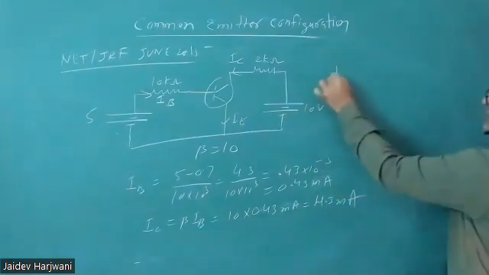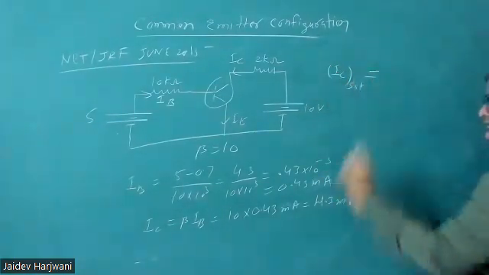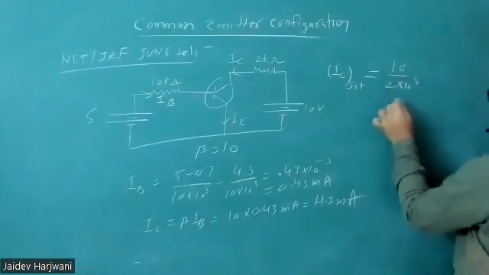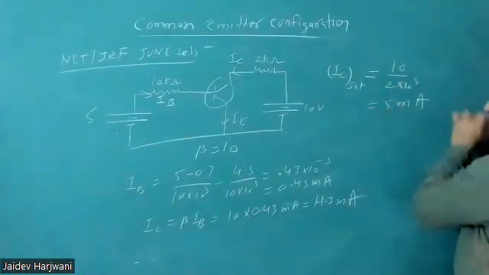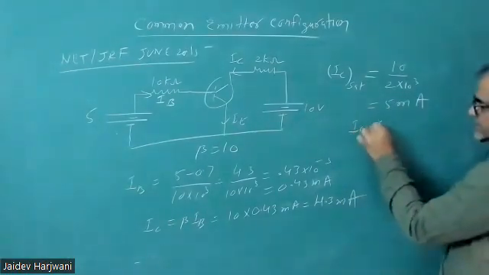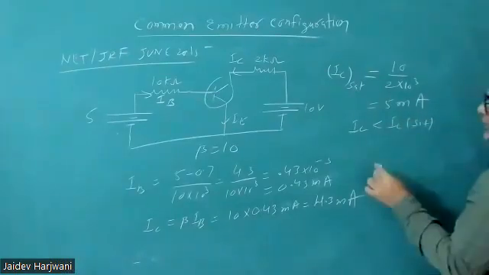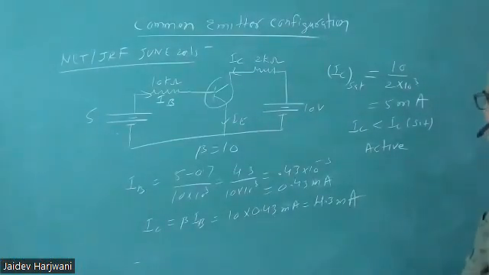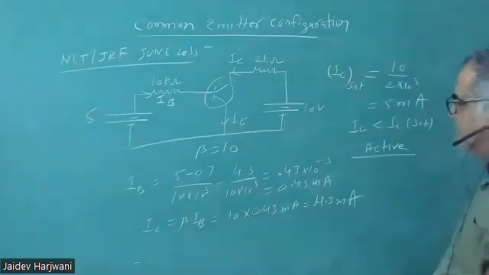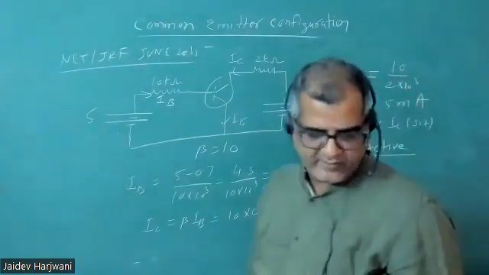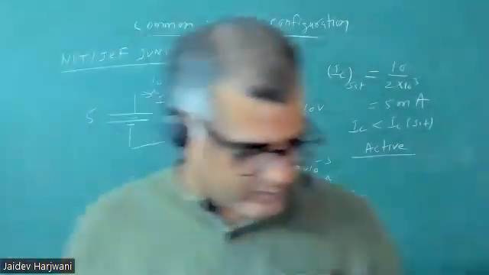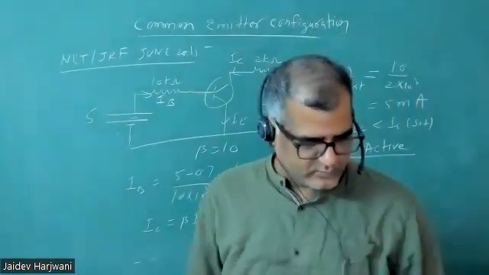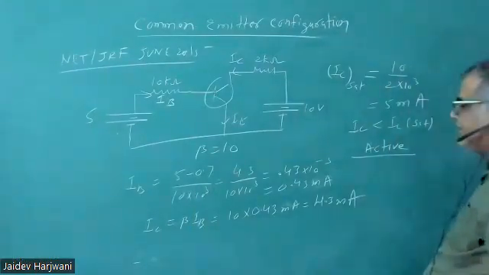Now find out the IC saturation. That will be 5 milliampere. So obviously your IC is now less than IC saturation, so the operating region is active. You can also find this by calculating VCE or VCB. So the operating region is active. And what is the operating point? Tell me, what is the operating point?